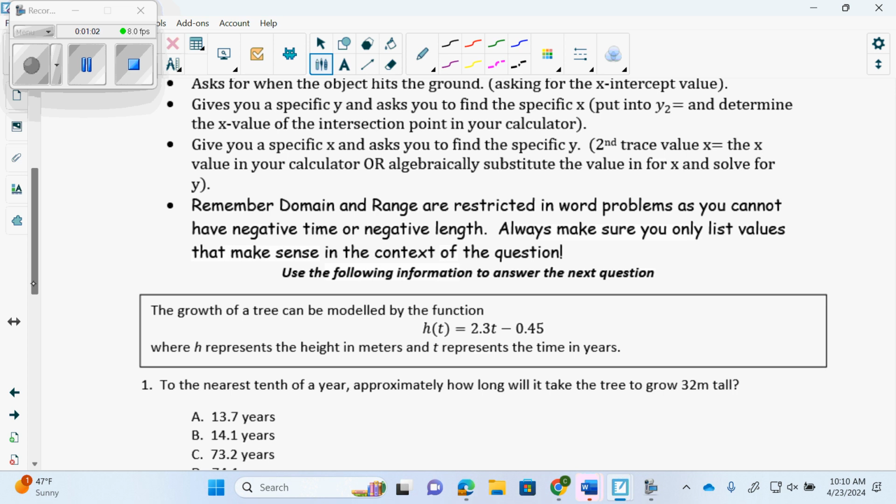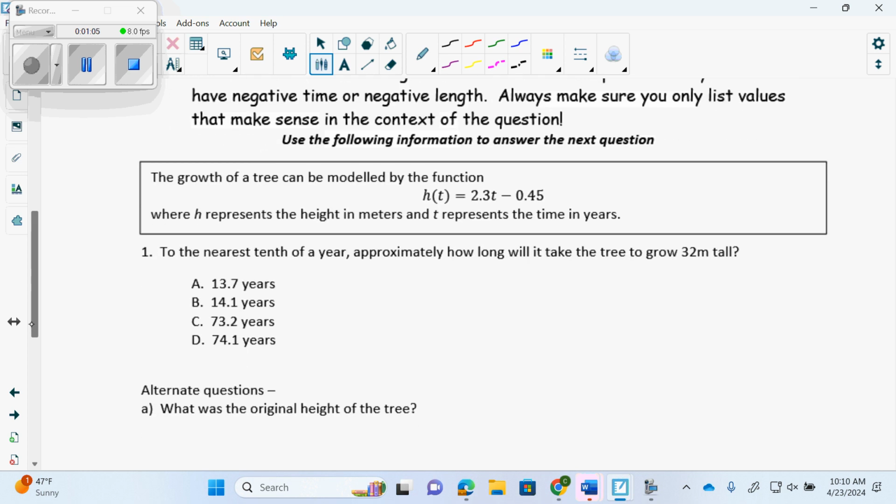Okay? So let's look at this first question. I want you guys to type this one in. It's going to go, the growth of a tree can be modeled by h of t. H of t is my y, so I always help myself out there. I go h of t equals y equals what, and then what's the units? Help myself out. What are the units for y? For h of t?